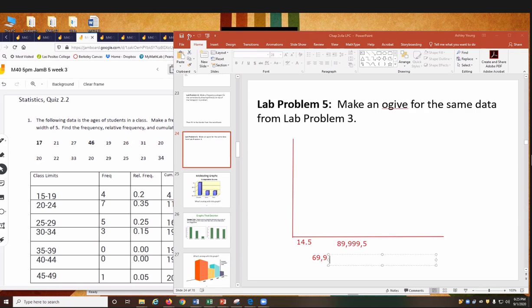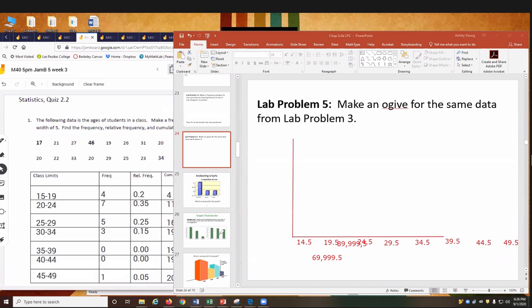19.5. 24.5. 29.5. 34.5. They're out of room. 39.5. 44.5. And then I'm going to put a dot for every spot where it is. So, let's see, ages of students in classes.